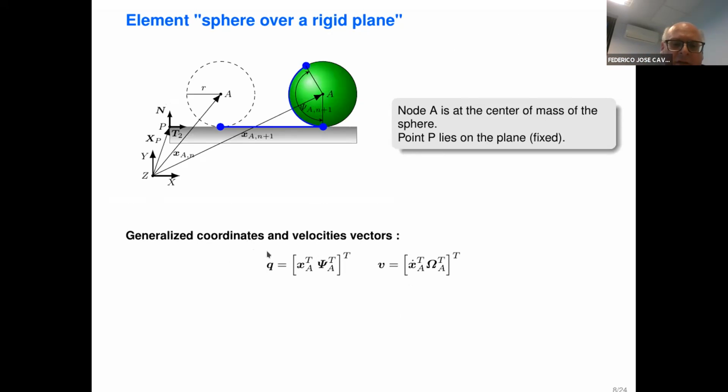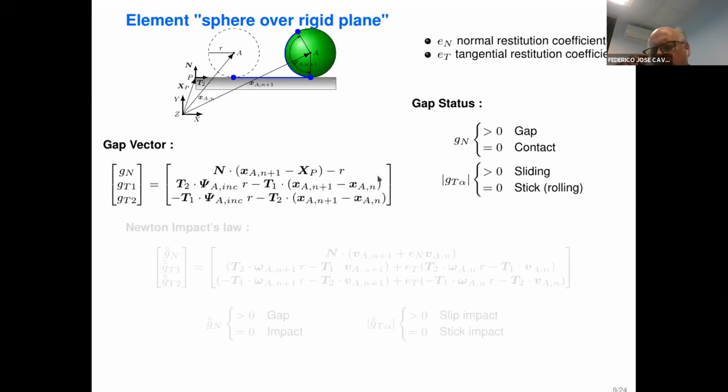Then if we take the derivative of Q with respect to time, we have the velocity vector. So for the constraint at position level, we have the restriction. This is the gap vector, which is formed by three components, Gn, Gt1, and Gt2. Gn represents the minimal distance of the surface of the sphere with respect to the plane. So if Gn is equal to 0, the sphere is in contact with the plane. In other case, the sphere is not in contact.